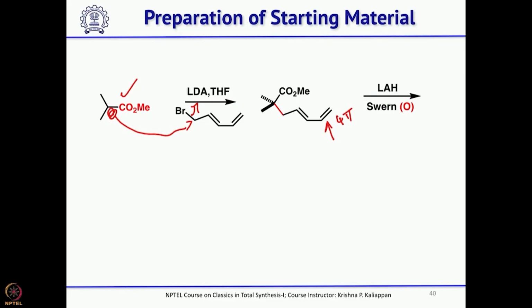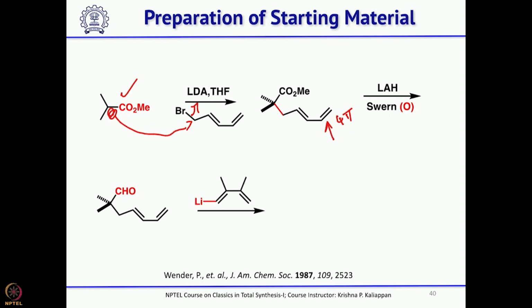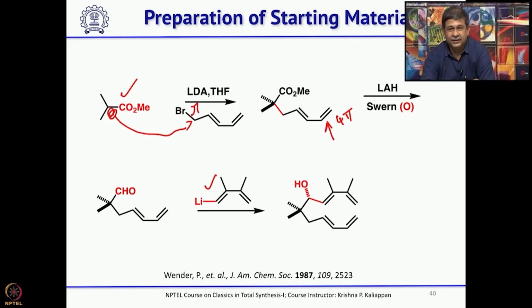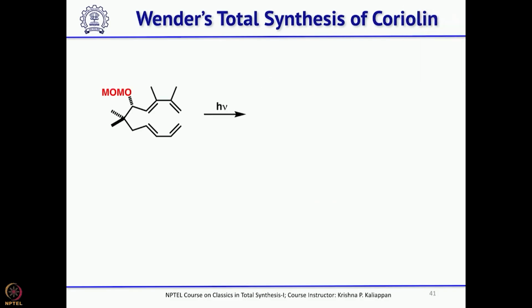So, you reduce the ester to the corresponding primary alcohol and oxidize that under Swern conditions to get the aldehyde. So, now use another 4 carbon unit, that is the corresponding lithium reagent, and add to this aldehyde. You can see you got a tetraene, a diene here. So, a tetraene, and this tetraene can undergo an intramolecular 4 plus 4 cycloaddition reaction. So, before that you have to protect the hydroxyl group. You protect the hydroxyl group as a MOM ether, then you do this photochemical reaction.